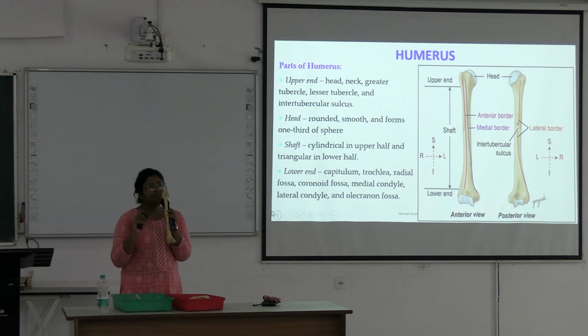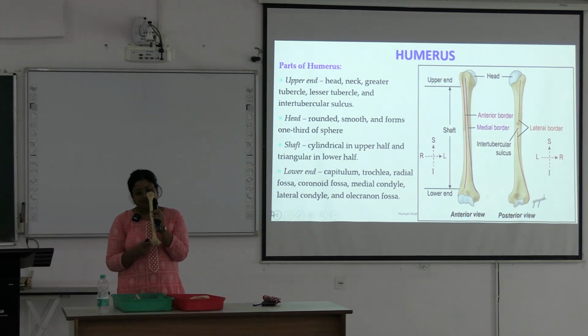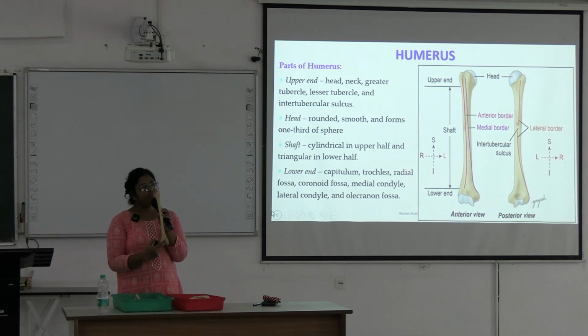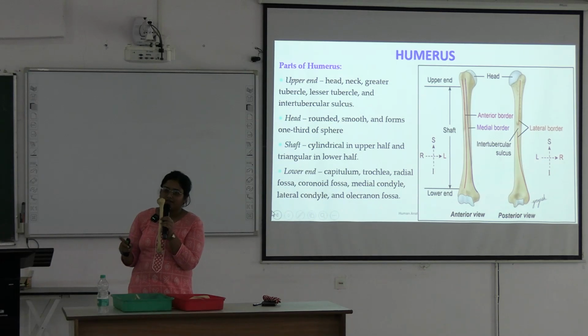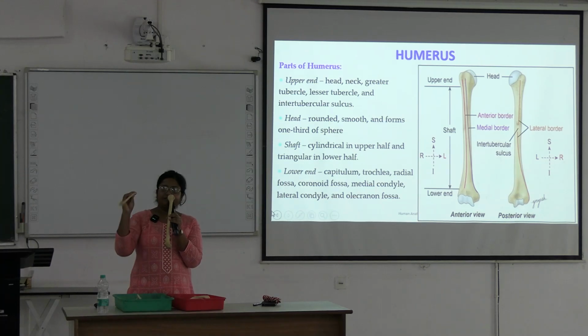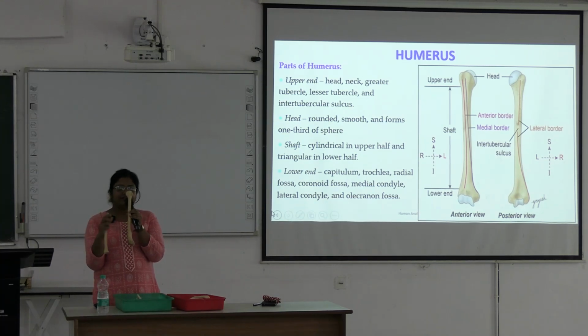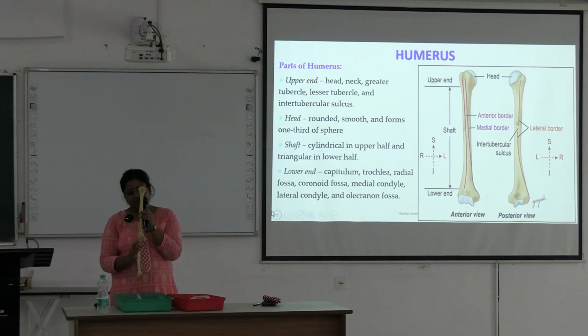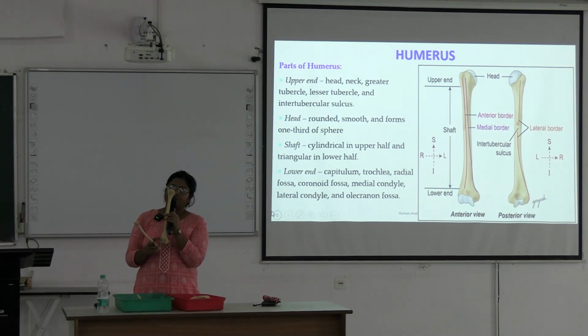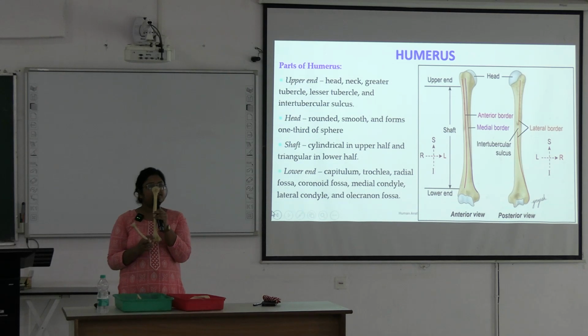And the fossa, 3 fossas are present in the lower end. Just above the capitulum on the anterior aspect, this is radial fossa. And just above the trochlea, this is coronoid fossa. And posteriorly, this deep fossa is known as the olecranon fossa. Why are these names given? See, this is radius. Okay. So this is head of the radius. Head of the radius articulates with the capitulum. Okay. In extended position and in flexed position, margin of the head lodges in this fossa. That's why this fossa is named as radial fossa.